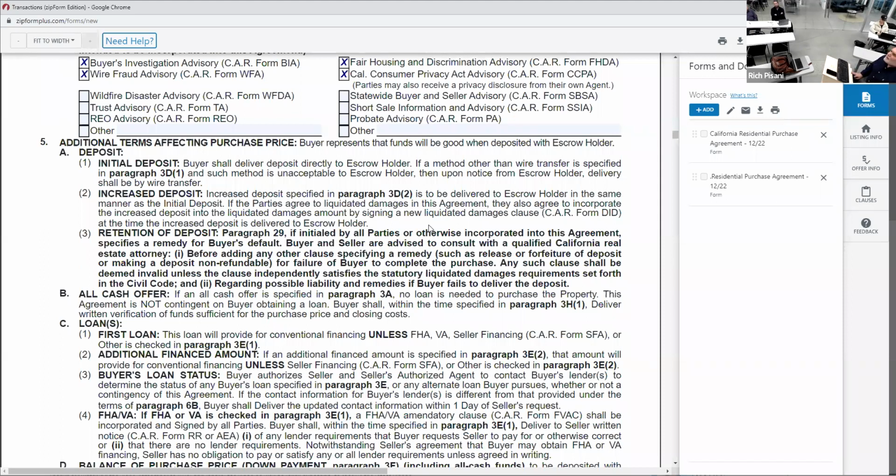A lot of people, when it was a really hot market, were saying upon acceptance, buyer's deposit is non-refundable.